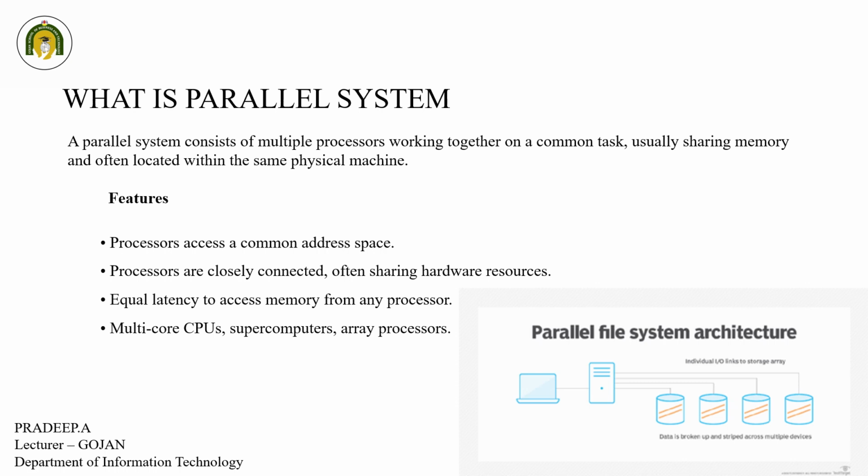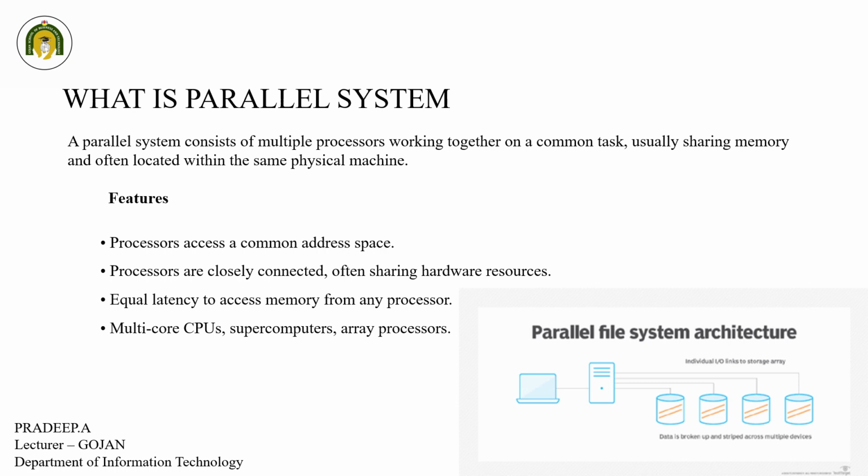So what is a parallel system? A parallel system consists of multiple processes working together on a common task, usually sharing memory and often located within the same physical machine. The features of parallel systems are: processes access a common address space. Processes are closely connected, often sharing hardware resources. Equal latency to access memory from any processor. Examples: multi-core CPUs, supercomputers and array processors.